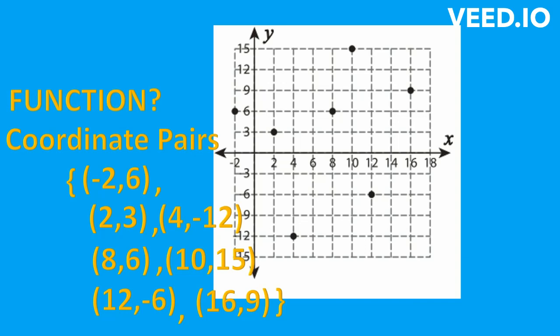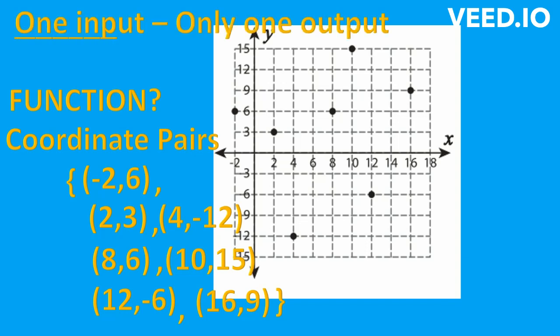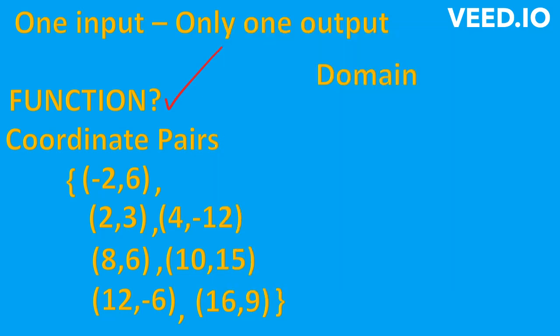Now let's see if it is a function. For every input value, there is a distinct output value, only one output value. There is no repetition of output values for each input value. So this is a function. It is also a relation, by the way.